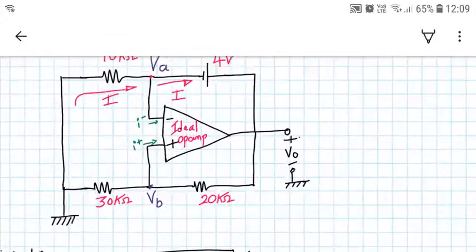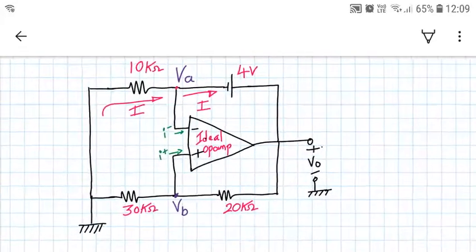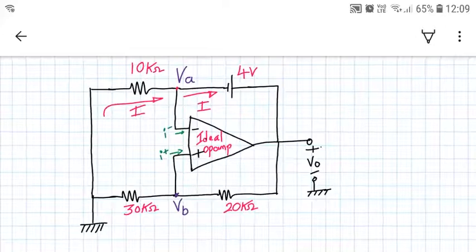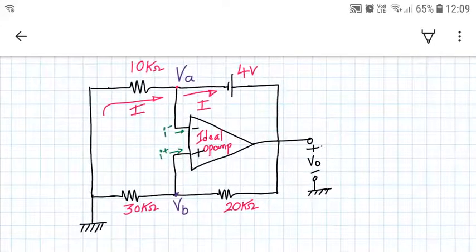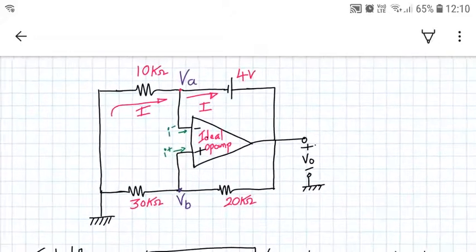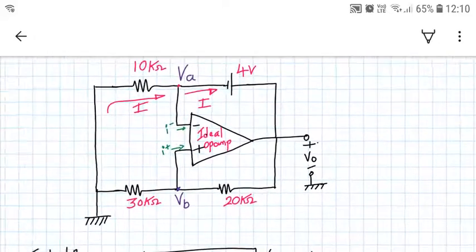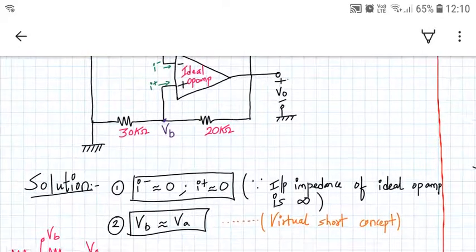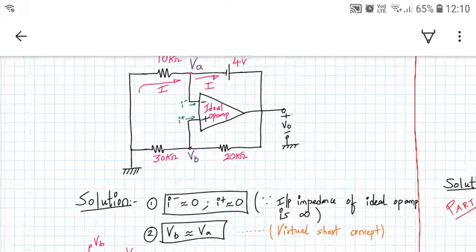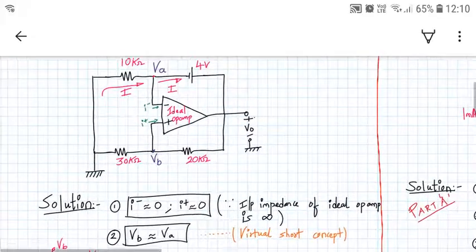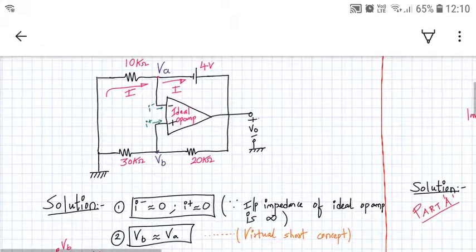Also, one more thing we can analyze over here is the concept of virtual short. As you can see, the V plus and V minus terminals are marked as VB and VA. They will be virtually equal to each other, very, very close. So the second point we can note is that due to the virtual short, we can write voltage VA is equal to voltage VB.